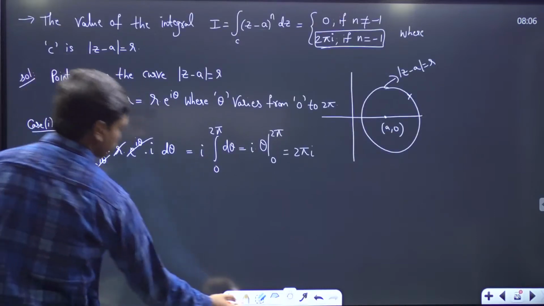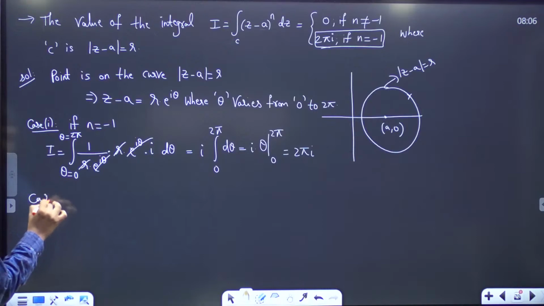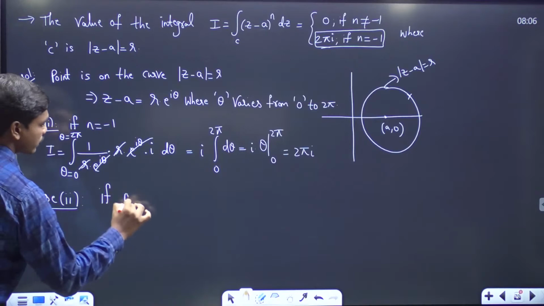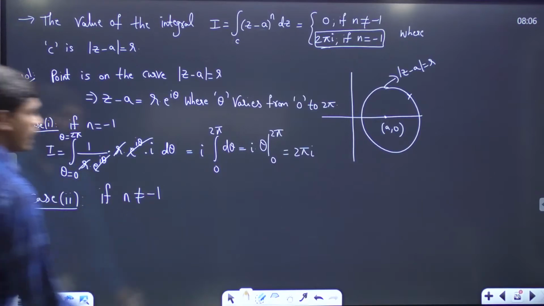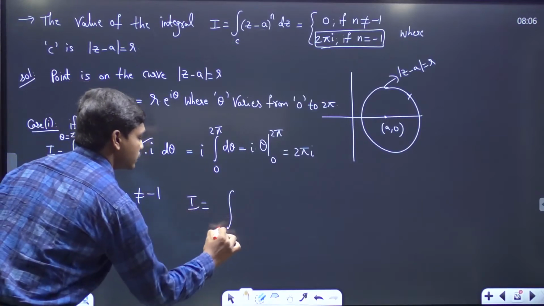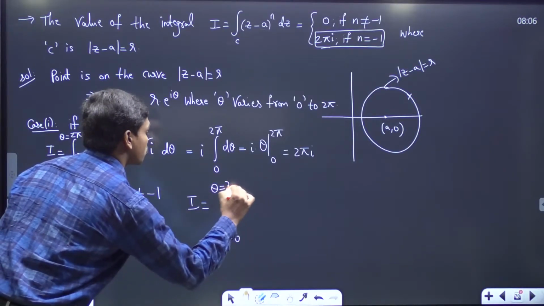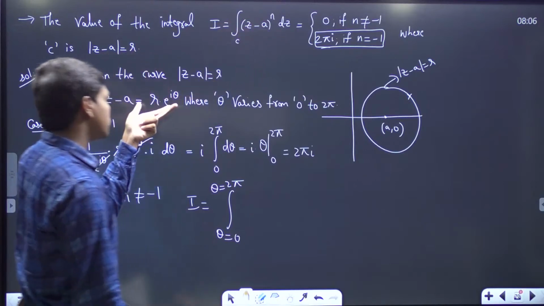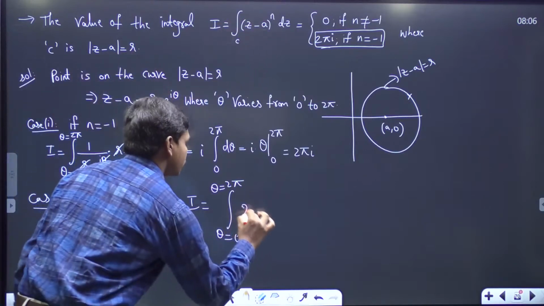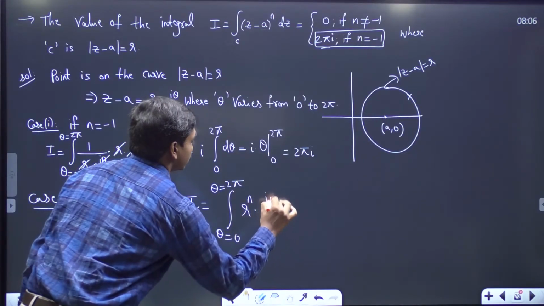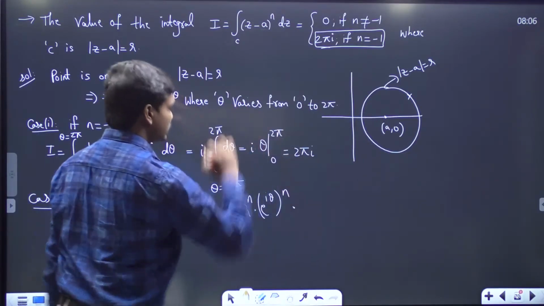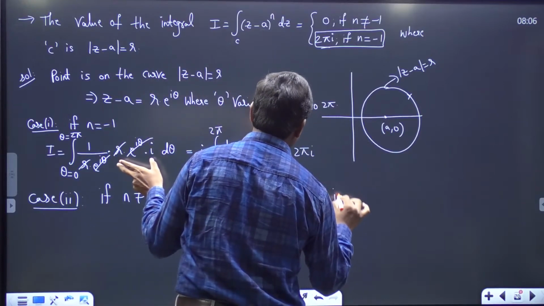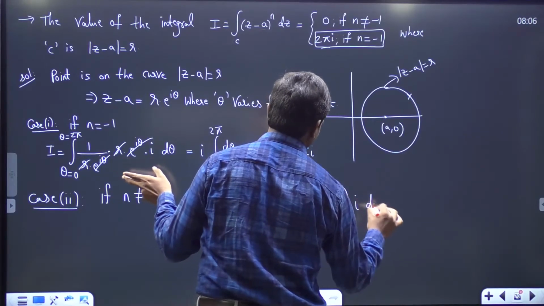Okay, so let us look at this next case. Case 2: if n is not equal to -1, let us see what happens. I is equal to the integral from theta equal to 0 to theta equal to 2 pi. When n is not equal to -1, this z minus a can be replaced with r into e power i theta. So this is r power n into e power i theta whole power n into dz, which is r into e power i theta into i d theta.